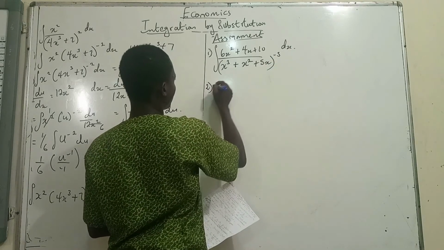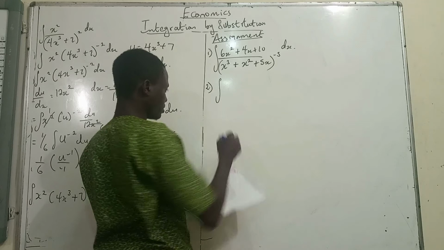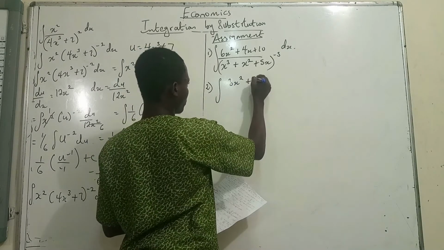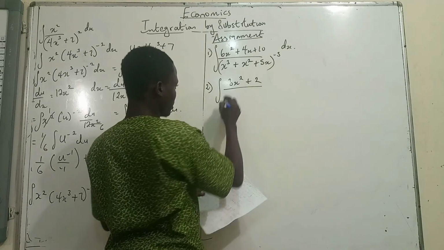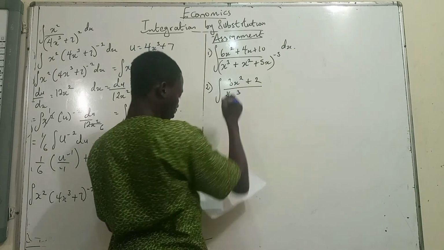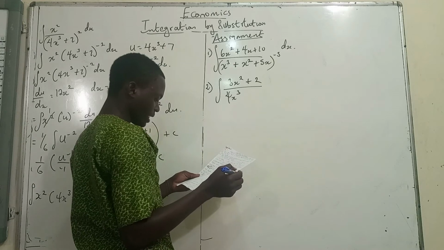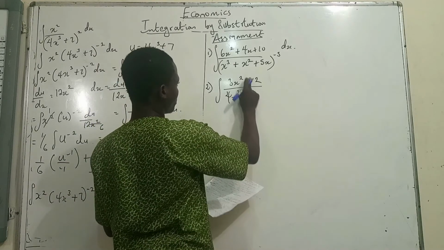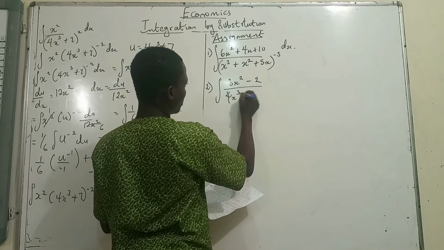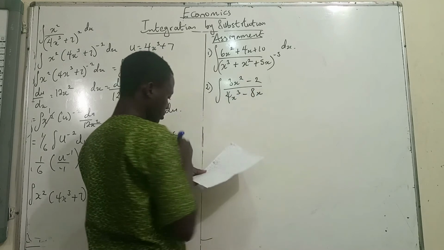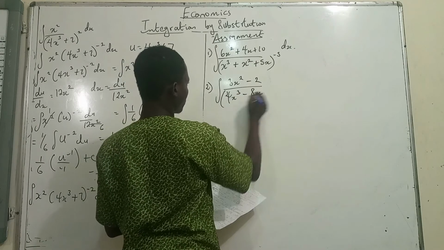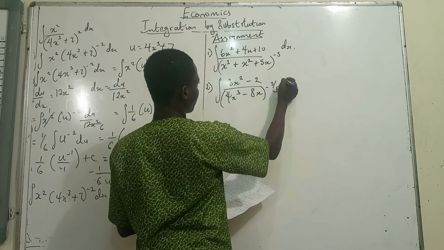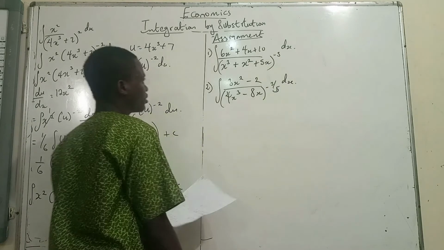And question 2, I think there are just two questions. Question 2 is the integral of 3x squared plus 2 divided by (4x cubed plus 8x). Can I make this a minus 2? I feel like making it a minus 2. So minus 8x plus 8x, then raised to power minus 3 over 5, dx. Alright, so that's going to be your assignment.